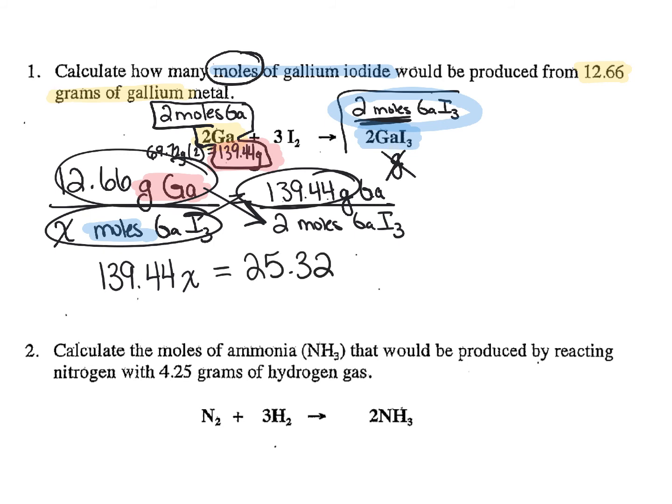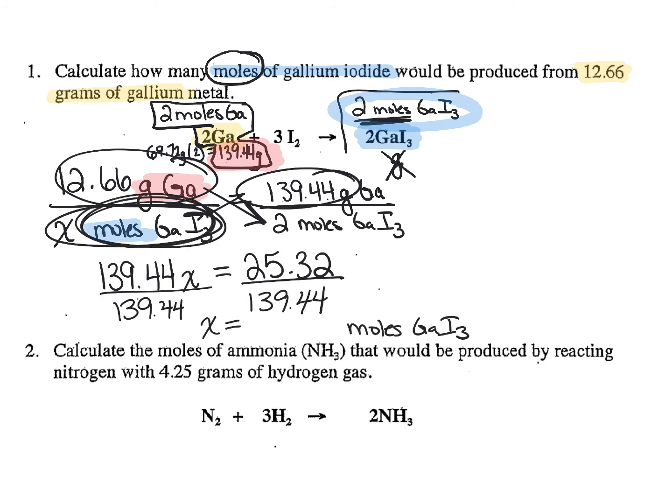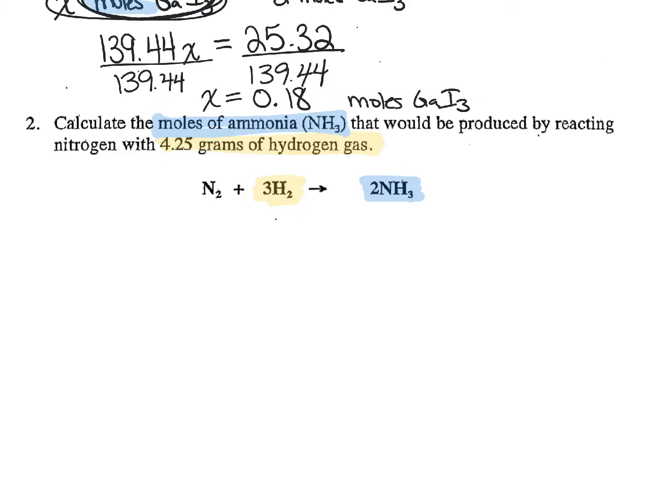So this is what our mathematical algebra should look like. I'm going to solve for my x by dividing both sides by 139.44, and x is going to tell us our moles of gallium iodide, because that's our unit here that we're solving for x. So my answer comes out as 0.18 moles of gallium iodide. If you want, take a minute and pause and try and do the next problem on your own before I go over it. So I've started with identifying what I'm given and what I need to find.